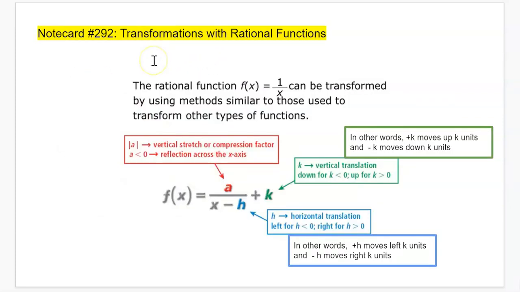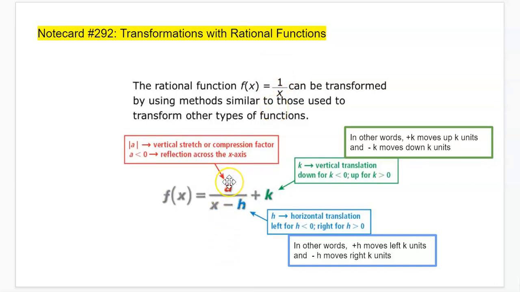All right, note card 292, that was just the parent function. Now, we've got to be able to transform these things, and your transformation rules are very similar to what you've seen before. It's just this function looks wonky, and so students get confused.